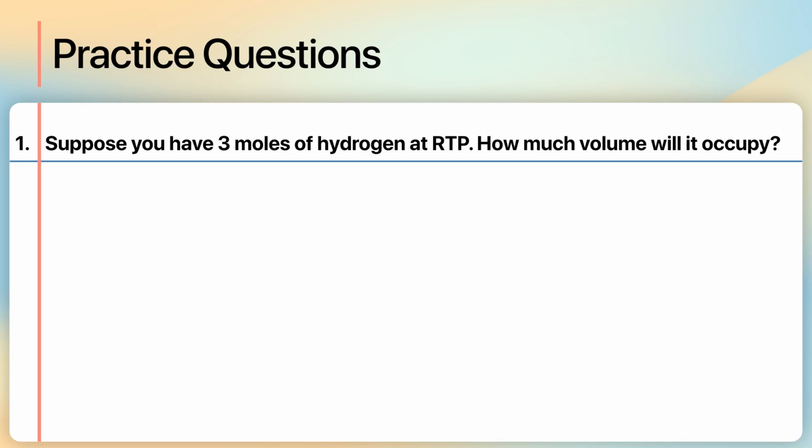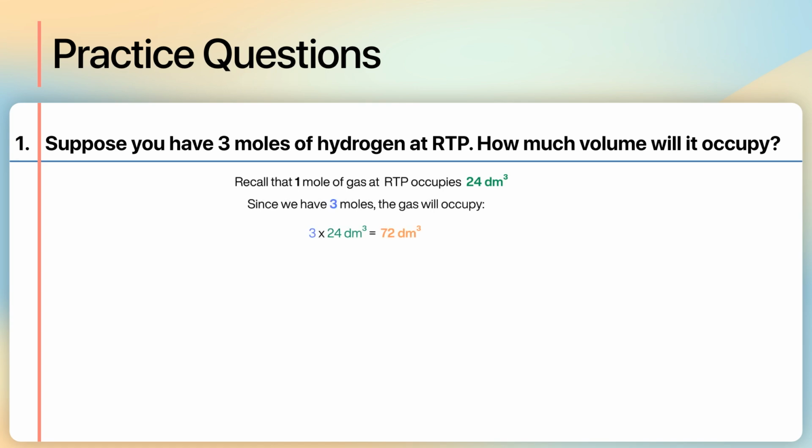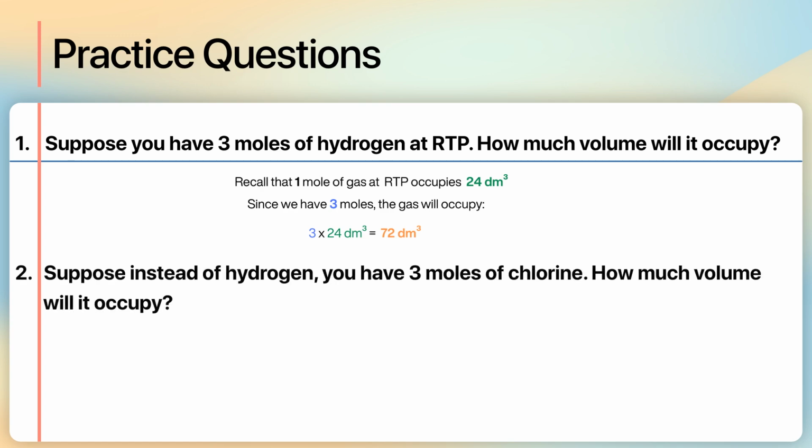Now let's go through the answer. First, recall that 1 mole of gas at RTP occupies 24 decimeters cubed. Since we have 3 moles, the gas will occupy 3 times 24, which equals 72 decimeters cubed. Now for our second question, suppose instead of hydrogen, you have 3 moles of chlorine. How much volume will it occupy? Feel free to pause here to have a go yourself.